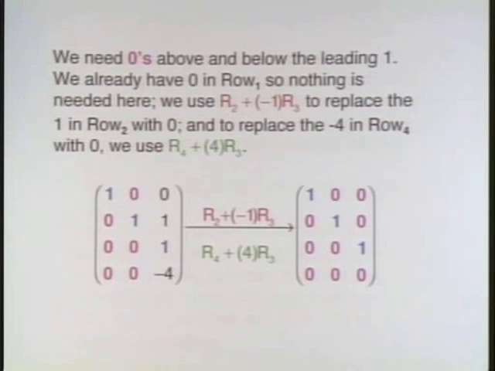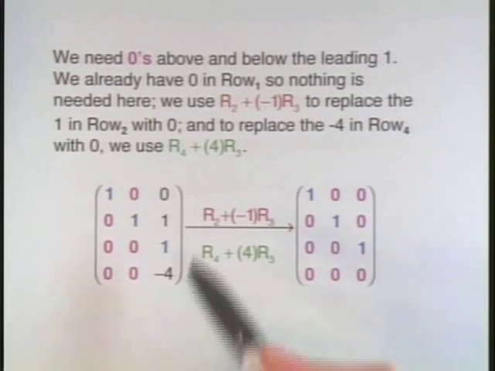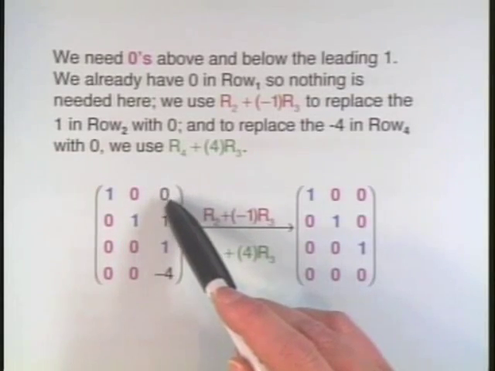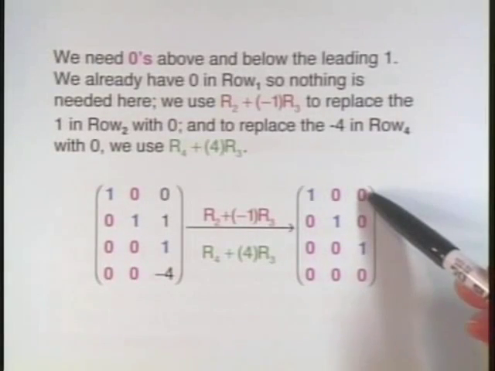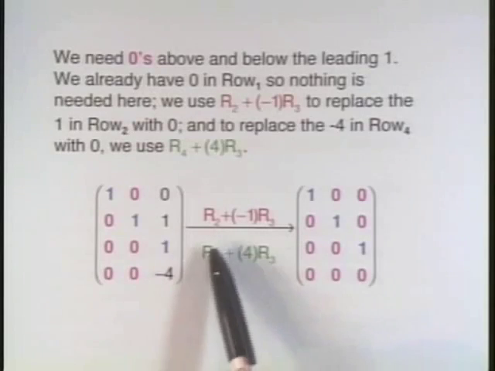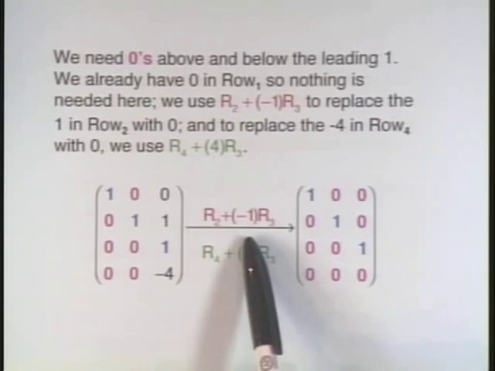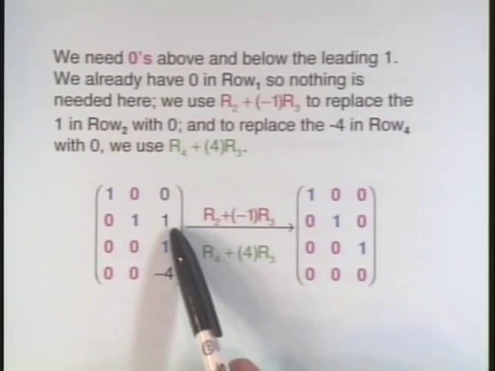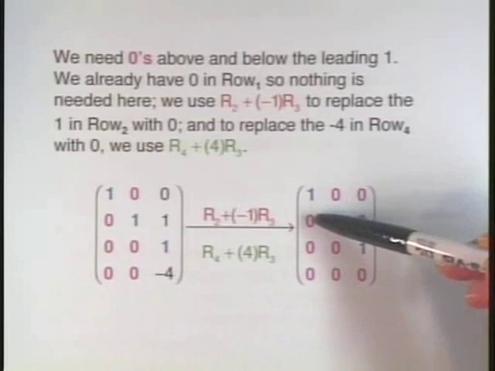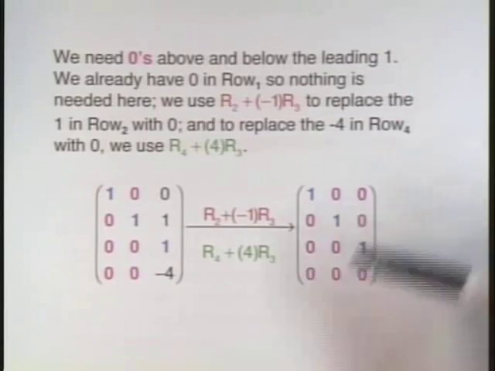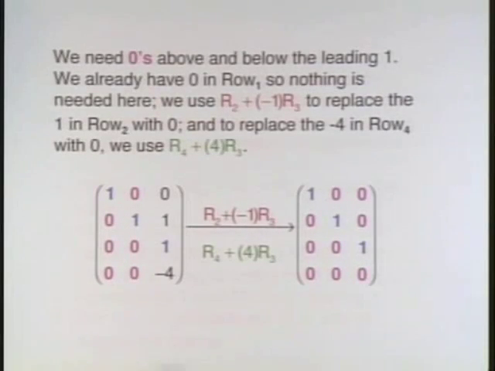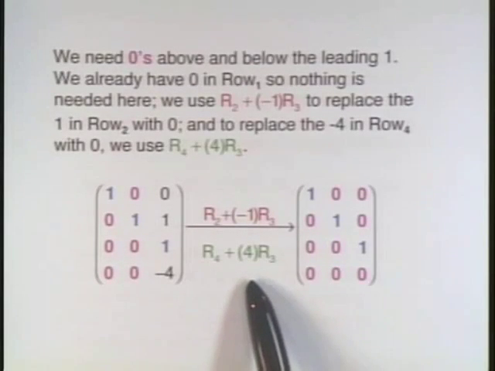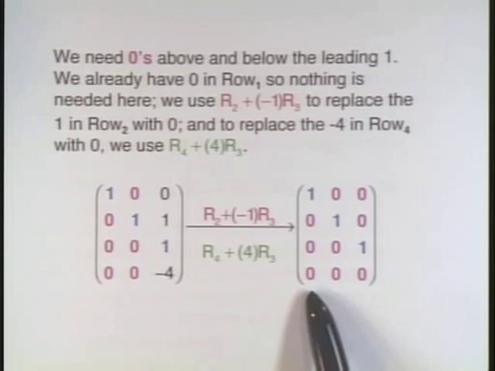We need zeros above and below the leading one. We already have a 0 in row 1, so nothing is needed here. We just bring our 0 over. We use the operation row 2 plus -1 times row 3 to replace the 1 in row 2, and that gives us a new row 2 with values 0, 1, 0. And to replace the -4 in row 4 with 0, we use row 4 plus 4 times row 3 and get values of 0, 0, 0.